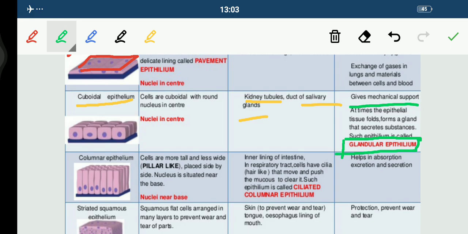At times, it is about the cuboidal only. So what happens at times? The epithelial tissue gets folded. After folding, it forms a gland that secretes the substance. So at that time, this epithelium is said to be the glandular one.